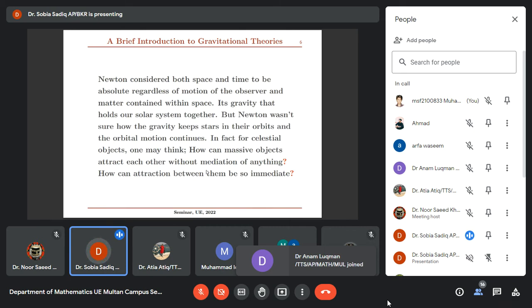Newton basically considered that space and time are absolute quantities and do not depend upon the motion of the observer and the matter contained within the space. He thought that it is gravity that holds our solar system together, but he was not sure how gravity keeps stars in their orbits and the orbital motion continues. So in fact, for celestial bodies or stellar objects, we can ask how can massive objects attract each other without the mediation of anything, or how can the attraction between them be so immediate?